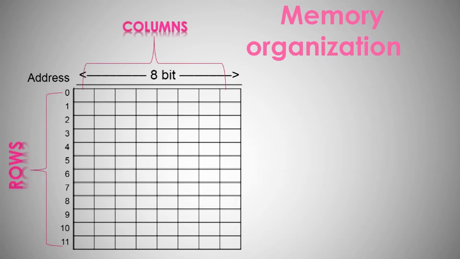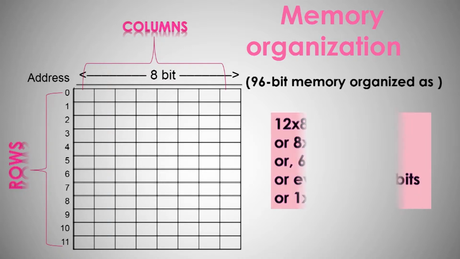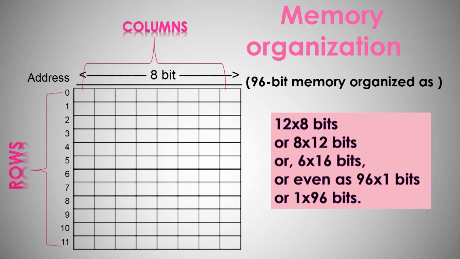Memory can be considered to be organized in a collection of rows. Each row represents a memory location. Typically, this is equal to the word size of the architecture. In general terms, data within main memory can only be read or written as a single row, one memory location at a time. For a 96-bit memory, memory can be organized as 12 by 8 bits or 8 by 12 bits or 6 by 16 bits or even as 96 by 1 bits or 1 by 96 bits.